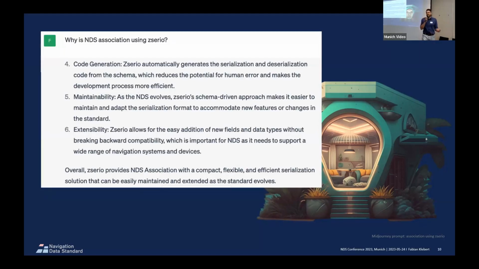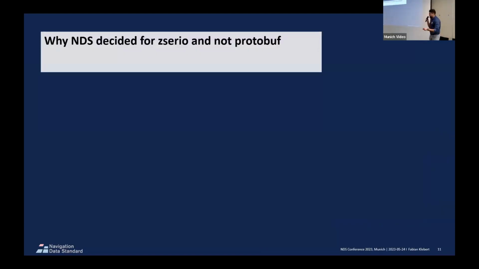But basically, if you do the same thing for Protobuf, if you ask, why is NDS Association using Protobuf? I mean, it's not super intelligent. It's a generative AI. It's good in text, right? It gives you nearly the exact same answer, because it knows, okay, I read so many things about binary serialization, and these are all valid for both. So let's see why we actually decided for Serio and not Protobuf.